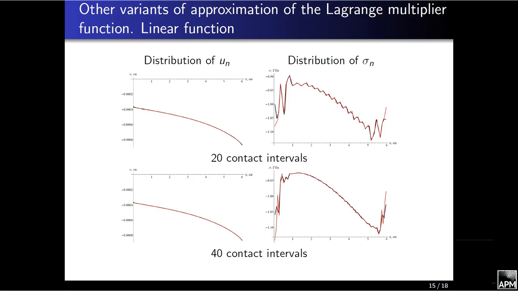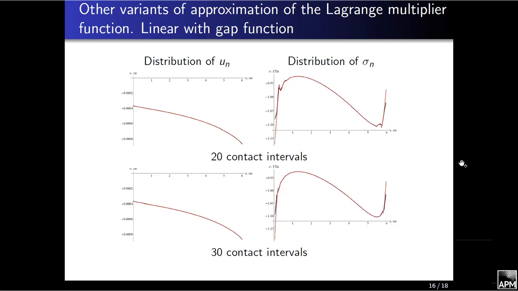Now let's consider other variants of approximation of the Lagrange multiplier function. Let me remind you, we have three of them: piecewise constant, linear, and linear with gap. Now we show the linear function. For demonstration, we use our example with two bars with an inclined contact boundary. On the slide, you can see distribution of normal components of displacement and stress with 20 and 40 contact intervals. As you can see, we have significant divergence even on 40 contact intervals.